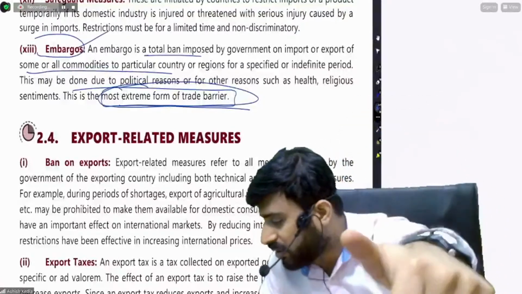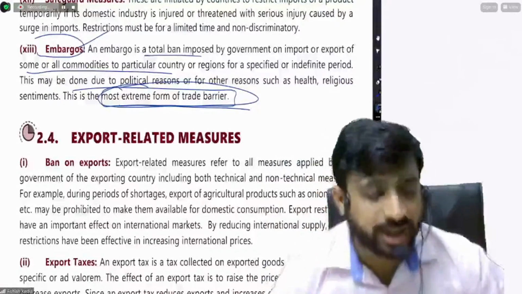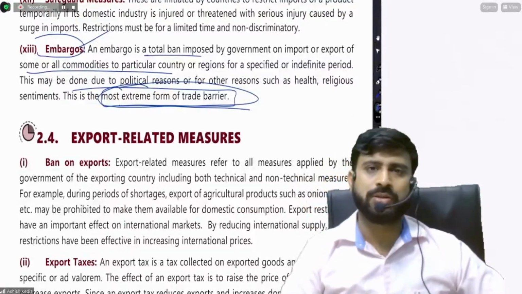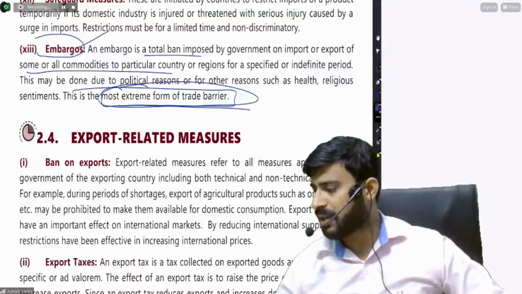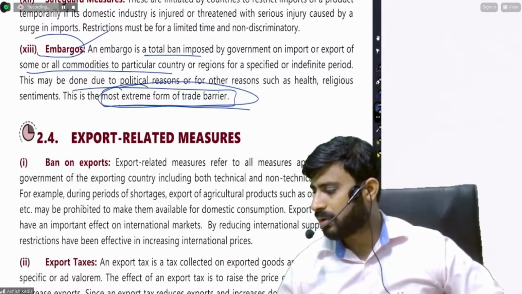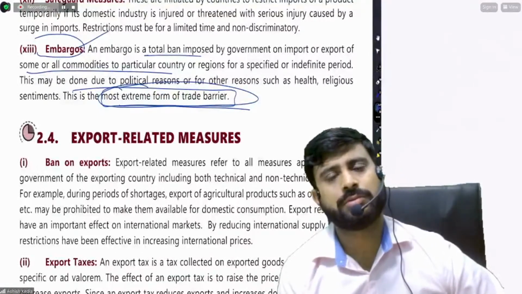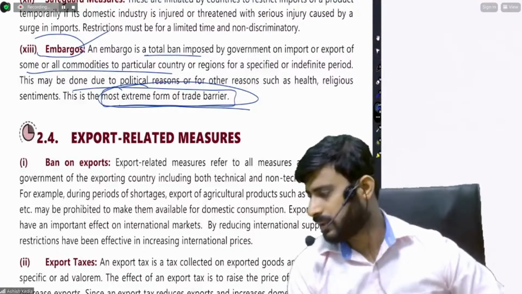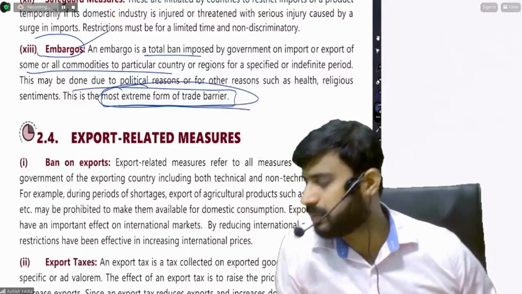Write down in the chat: the most extreme form of trade barrier is embargo. Write it in the chat box, please. Then only will I proceed.